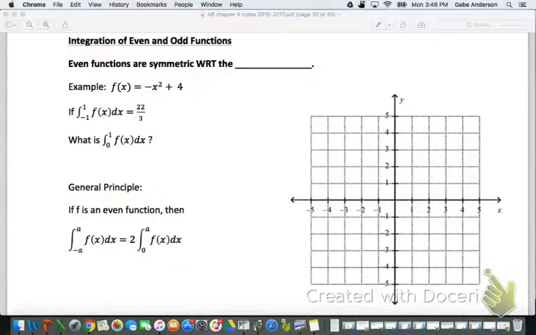Okay, we'll take a brief look at how to integrate when you know that a function is either even or odd. Let's do just a basic review of a couple of key ideas with even and odd. Even functions are symmetric with respect to the y-axis. So a nice example of an even function is this parabola right here, f of x equals negative x squared plus 4, where if you were to graph this, it would look something like that.